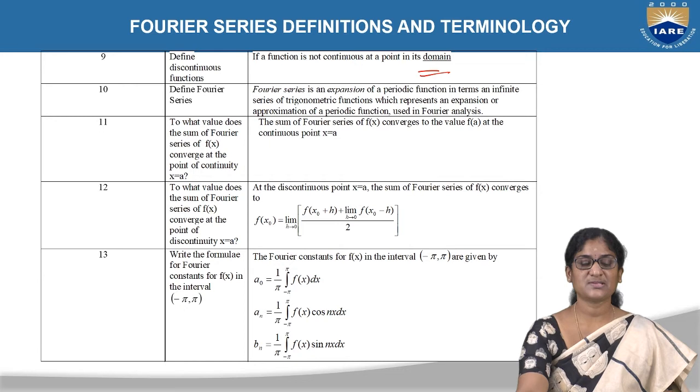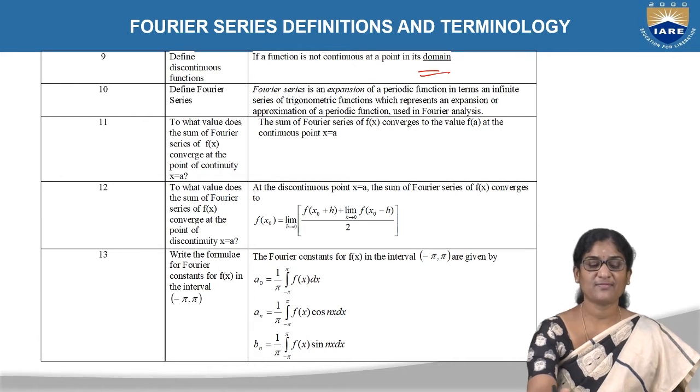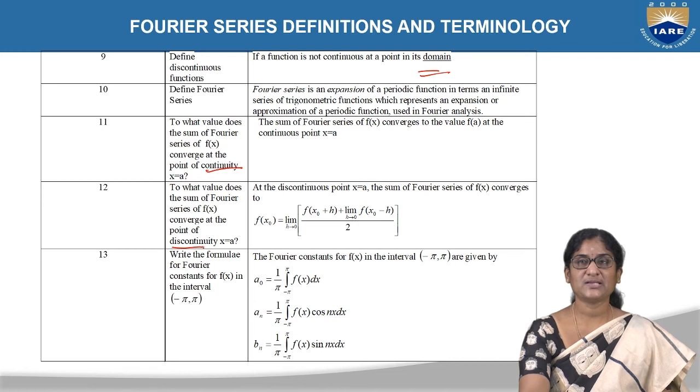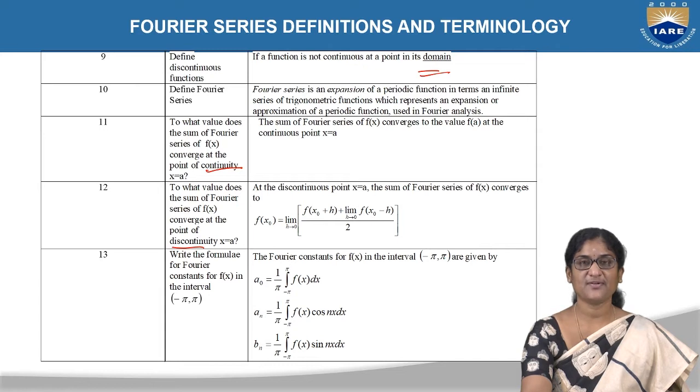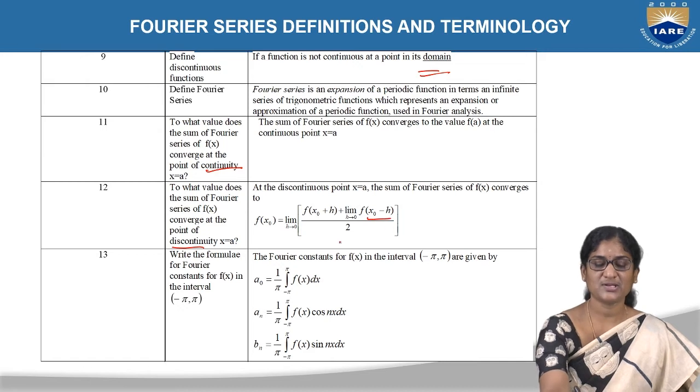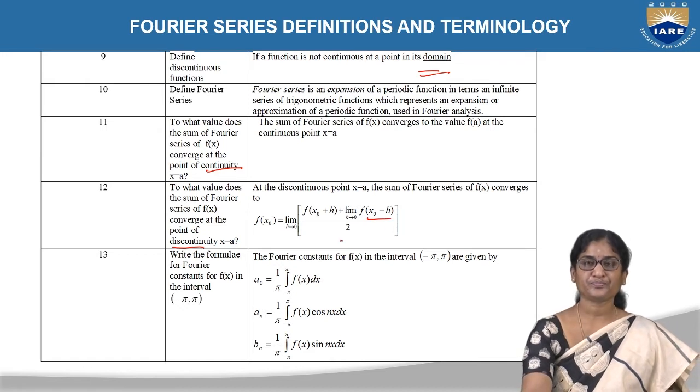To what value does the sum of the Fourier series of f of x converge at a point of discontinuity x is equal to a? In the previous one we had continuity, and now we are discussing discontinuity. At the discontinuous point x is equal to a, the sum of the Fourier series of f of x converges to f of x naught, which is equal to the limit of h tends to 0 of f of x naught plus h, plus the limit of h tends to 0 of f of x naught minus h, divided by 2.